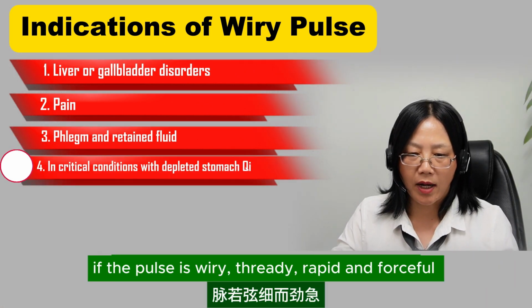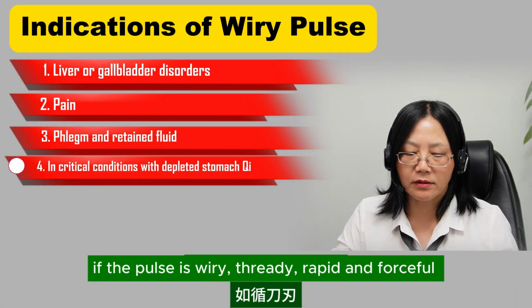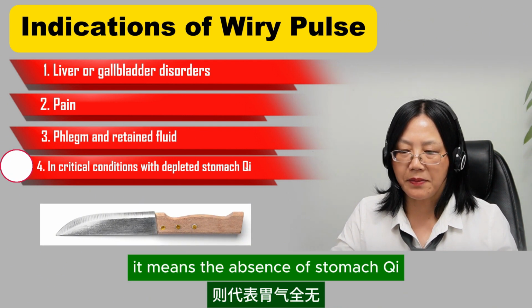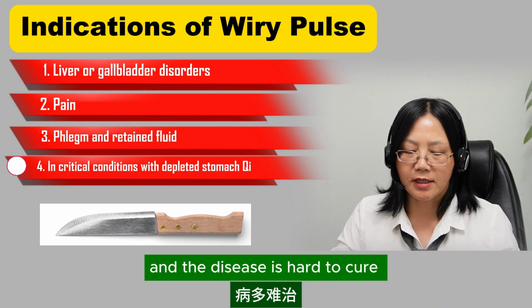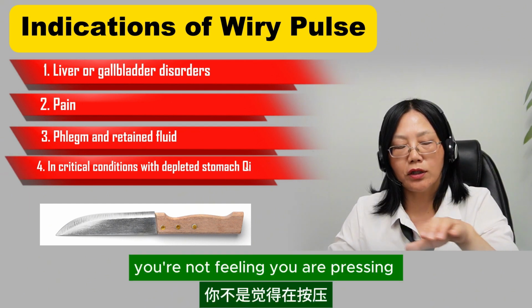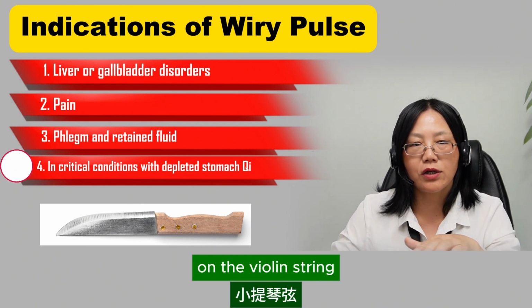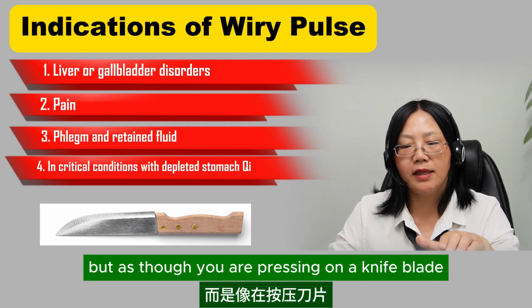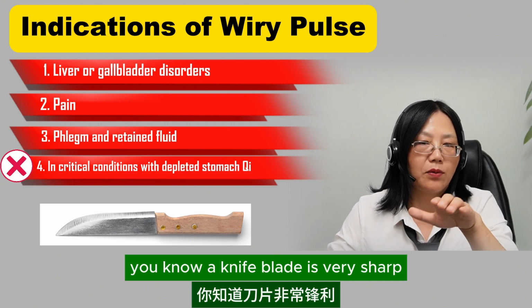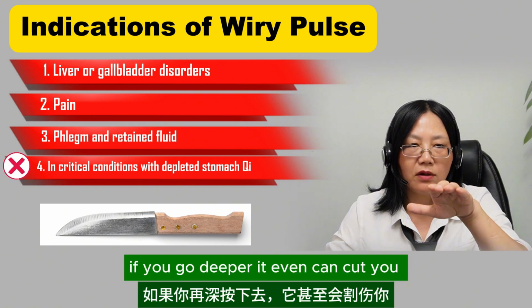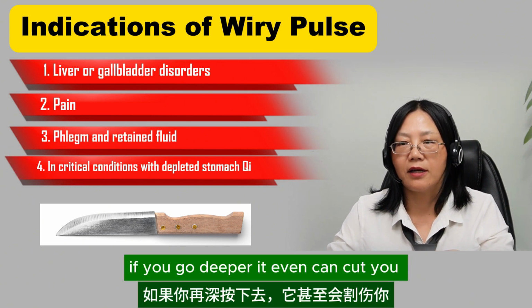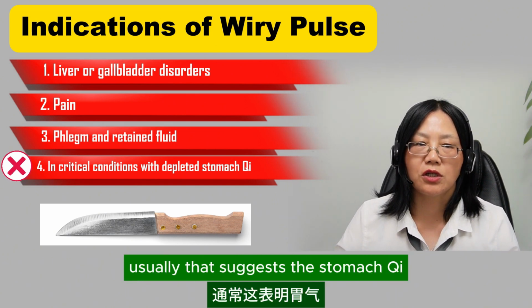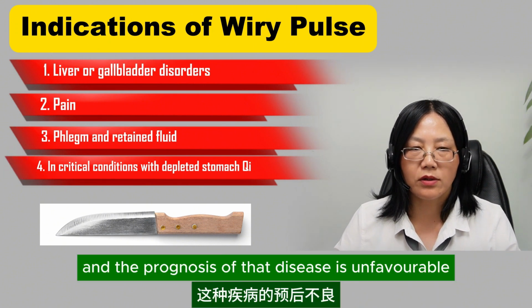If the pulse is wiry, thready, rapid, and forceful, felt like a knife blade, it means the absence of stomach qi and the disease is hard to cure. You are not feeling like you are pressing on a violin string, but as though you are pressing on a knife blade. You know, a knife blade, when you press on it, it's very sharp. If you go deeper, it can even cut you. If you had that kind of feeling, usually that suggests the stomach qi is absent and the prognosis of that disease is unfavorable.